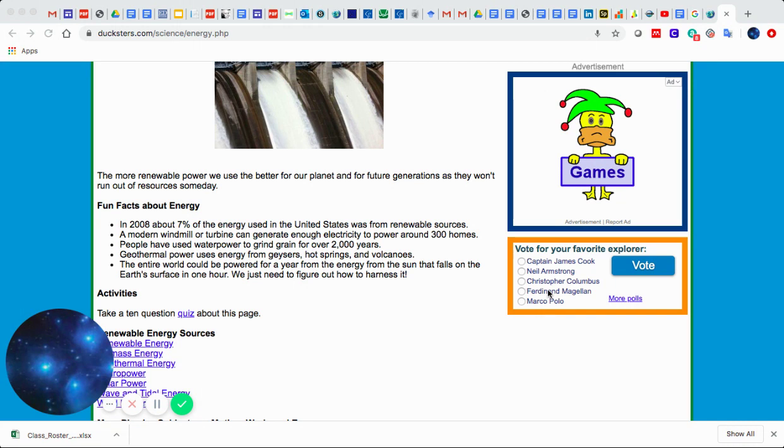Geothermal power uses energy from geysers, hot springs, and volcanoes. The entire world could be powered for a year with the energy from the sun that falls on the Earth's surface in 1 hour. We just need to figure out how to harness it. How do we keep that energy from the sun and use it? We haven't figured that out yet.